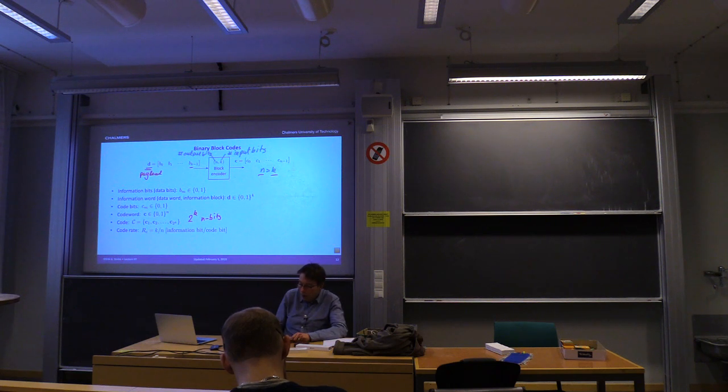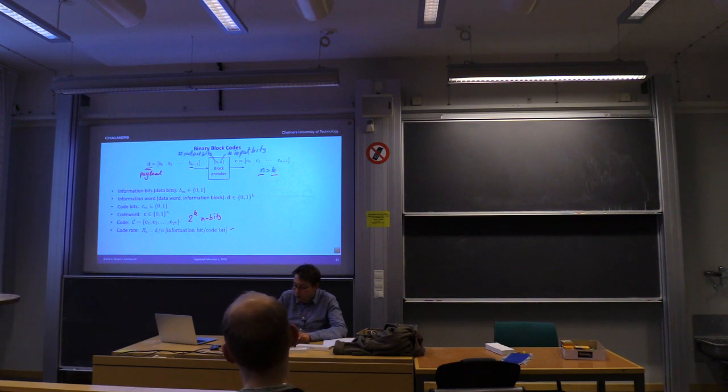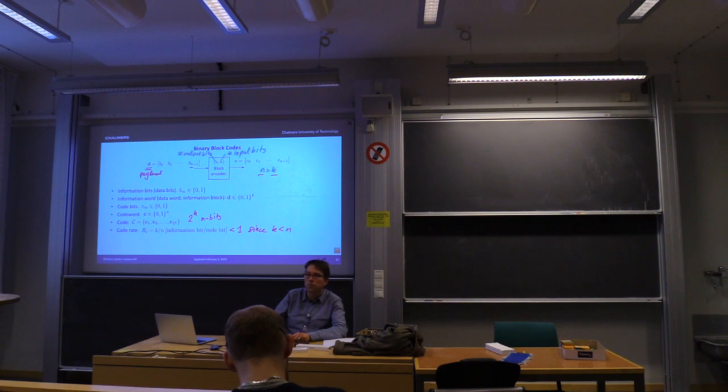Okay. To say something about how many extra bits we add, there is the notion of the code rate, and it's the ratio between k and n. So k is the number of input bits, n is the number of output bits. So the unit for this code rate is the number of information bits per code bit. And this is a number which is less than 1, since k is less than n.